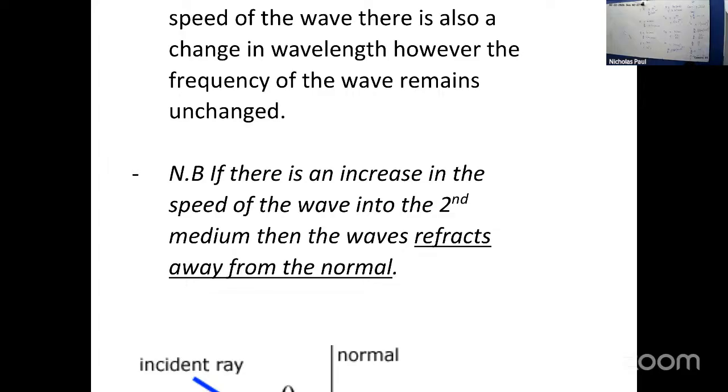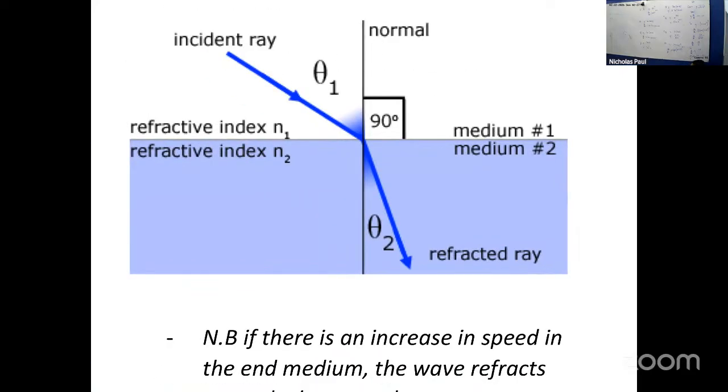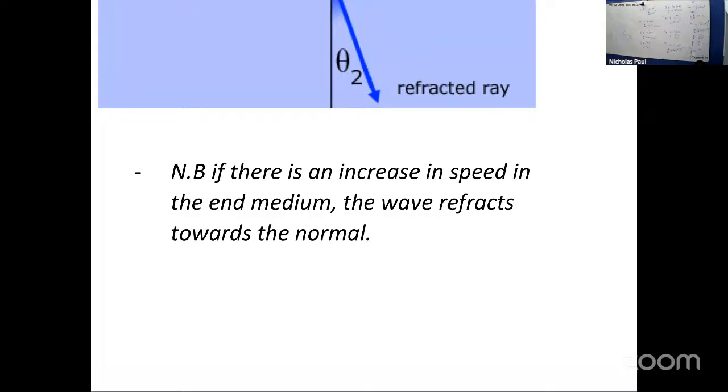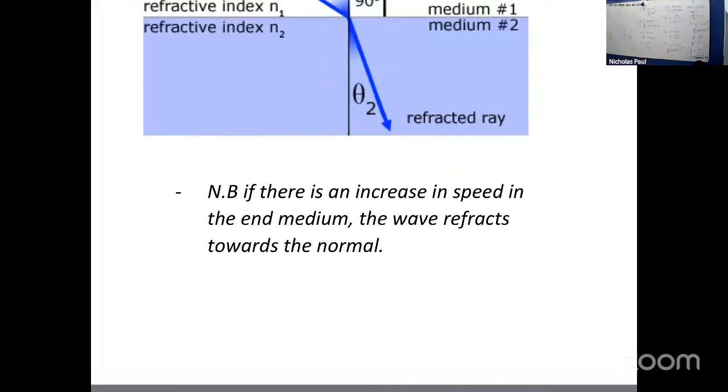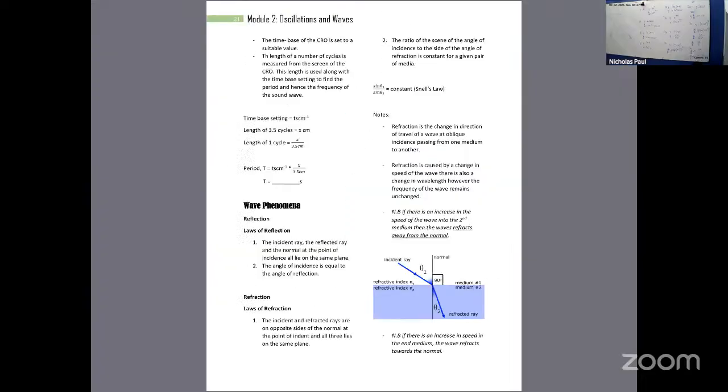All right, less dense to more dense is what? So what's away from the normal? Here we have a simple example showing how it works. Let's go towards the normal. When it speeds up, it goes away from the normal.